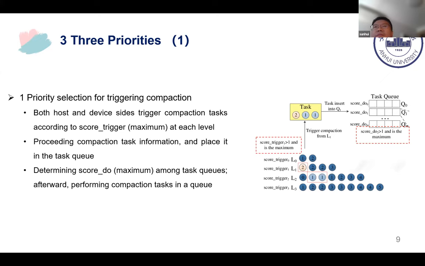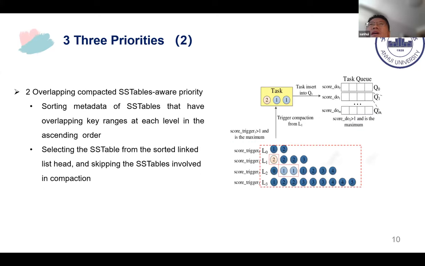Second, overlapping aware priority. In this priority, we first observe the metadata of the SSTables that have overlapping key range at each level in a sorted order. Second, we will select the SSTable from the sorted list and skip the table involving.